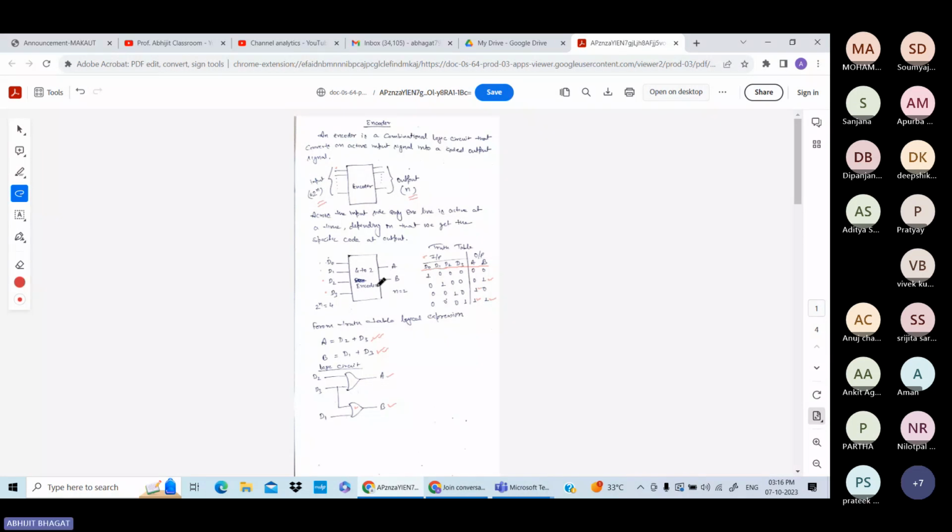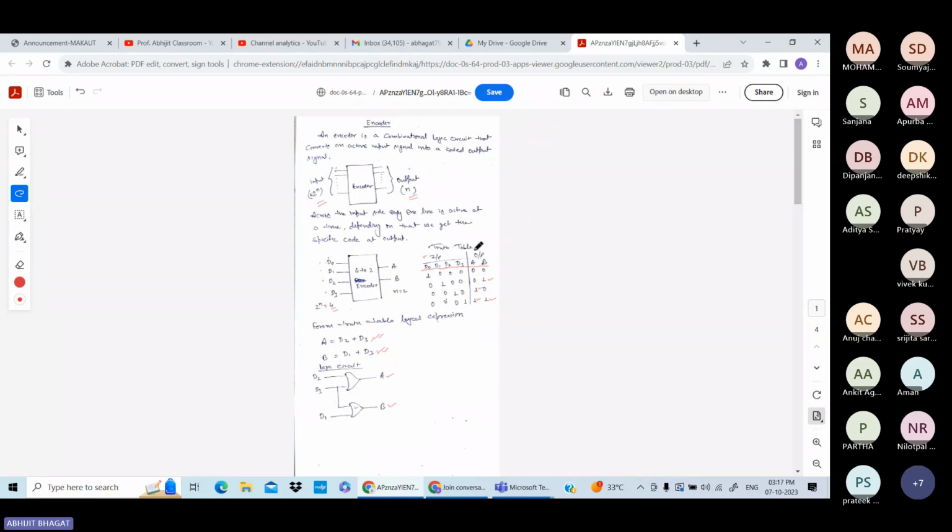Next we discuss the very simple 4 to 2 encoder circuit. 4 to 2 encoder circuit means 4 inputs and 2 outputs. 4 inputs means D0, D1, D2, D3. So this is a very simple encoder. Here n equal to 2. So if n equal to 2, your input will be 2 to the power n, equal to 4. So your input is either maximum 4 or less than 4. Okay.